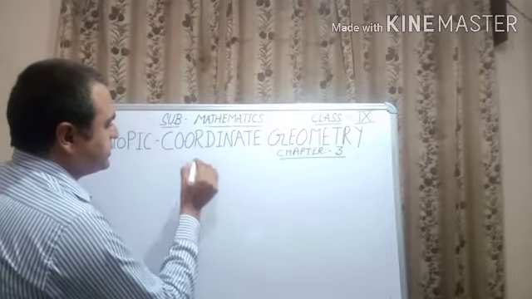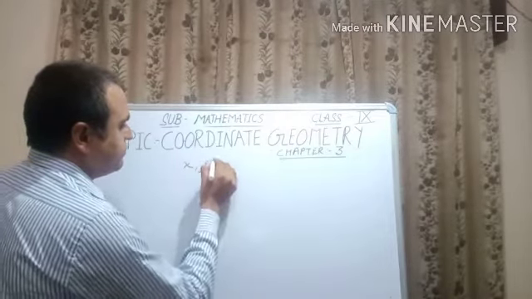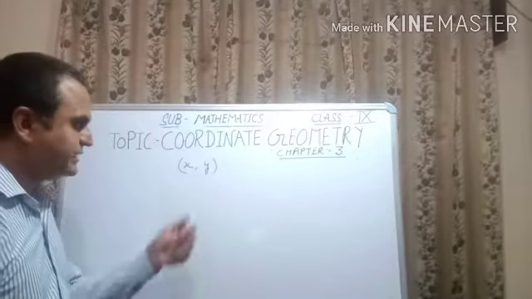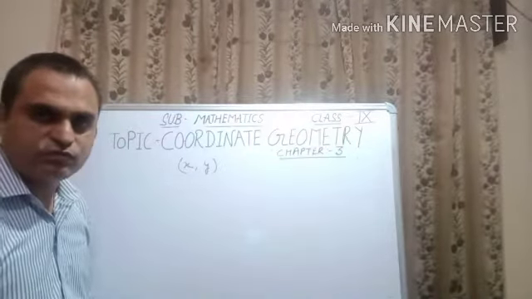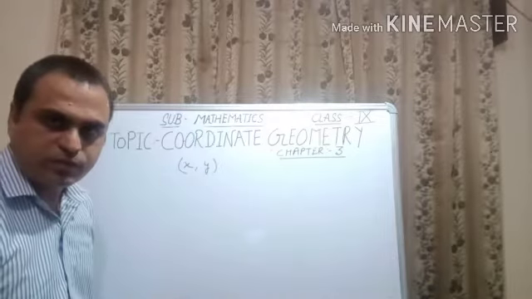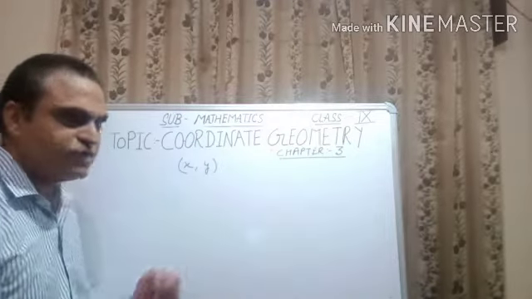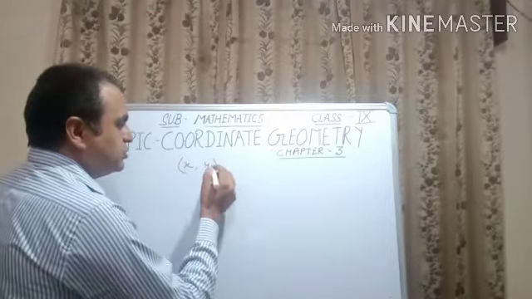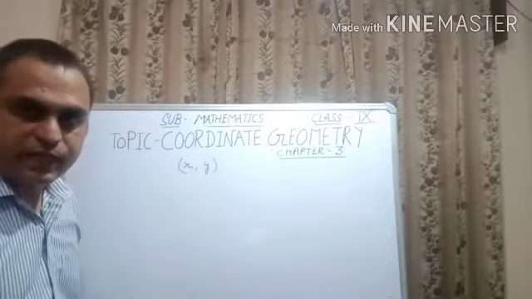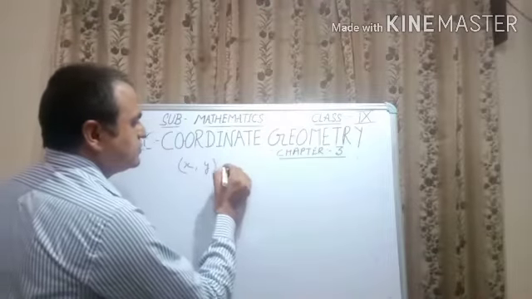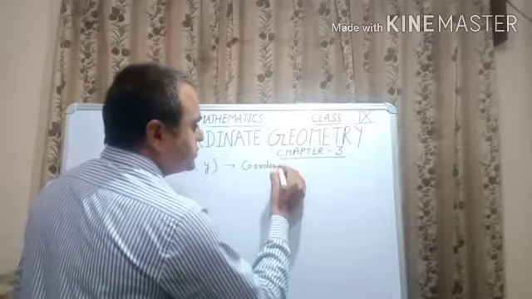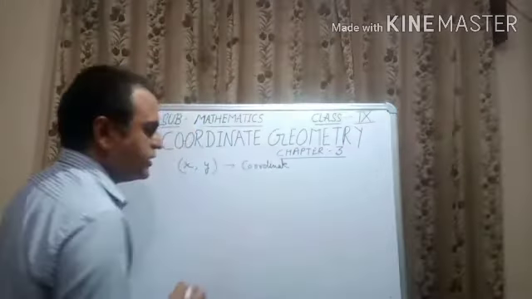In coordinate geometry, if I write x and y, first we have to write the value of x and then we have to write the value of y. x may be positive as well as negative, and the value of y may be positive as well as negative. These two values written in a small bracket are called a coordinate.